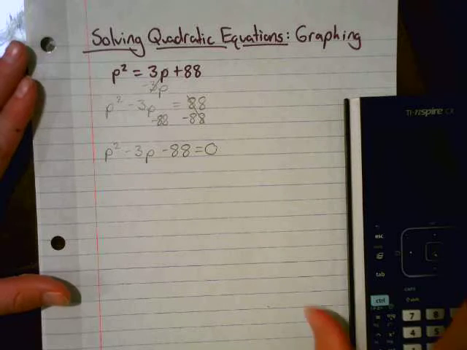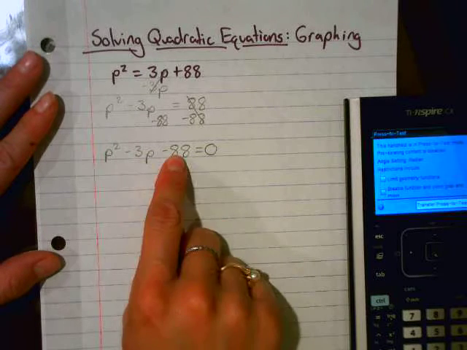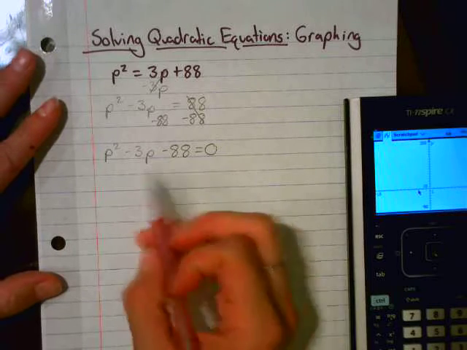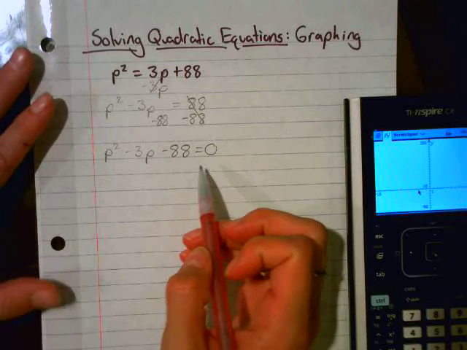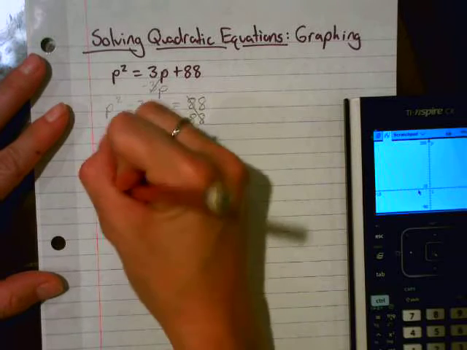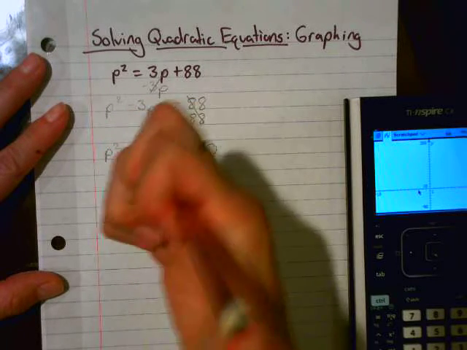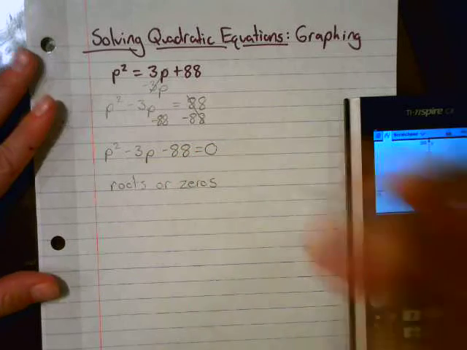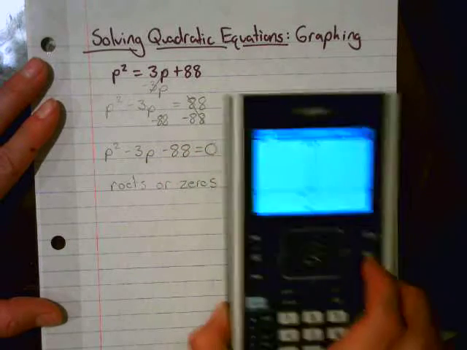Now if I'm solving by graphing, then if I think about this quadratic equation, it would be a parabola when I graph it, and I want to know where that parabola is going to be equal to 0. So essentially I'm looking for the roots or zeros of the quadratic. So let's take a look.